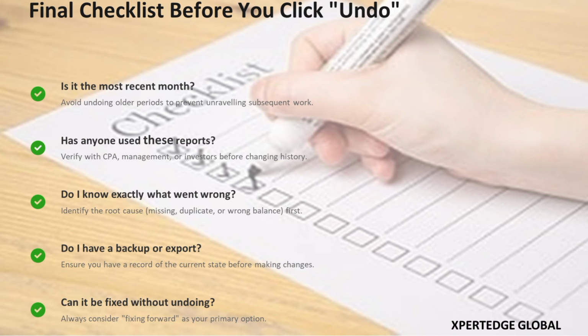My final checklist for you before undoing would be to pause and ask yourself: Is this the most recent month? Has anyone relied on these reports? Do I know exactly what went wrong? Do I have a backup? And can this be fixed without undoing? This checklist can save hours or even days of cleanup work.